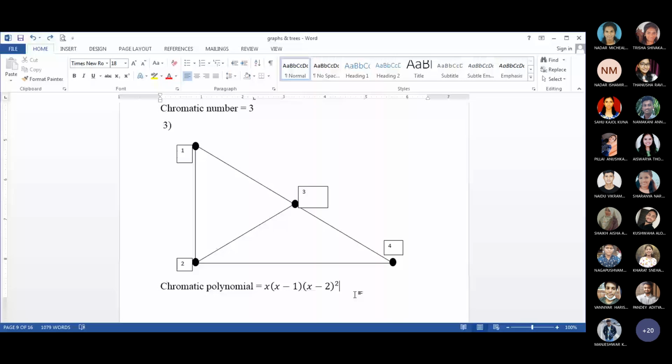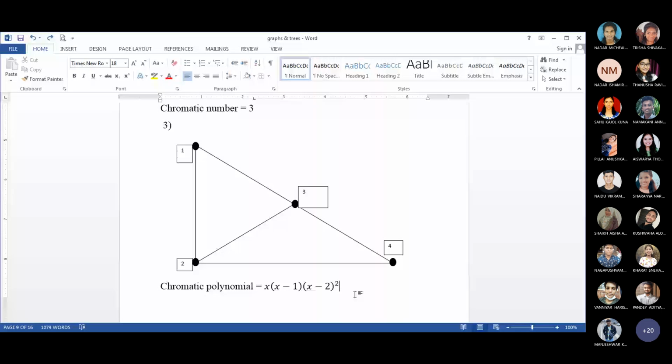The way in which the order of vertices is written is 1, 2, 3, 4. So for vertex 1 x colors, for 2 x minus 1 colors, for 3 x minus 2 colors, and for 4 also x minus 2 possibilities. Color means possibilities.